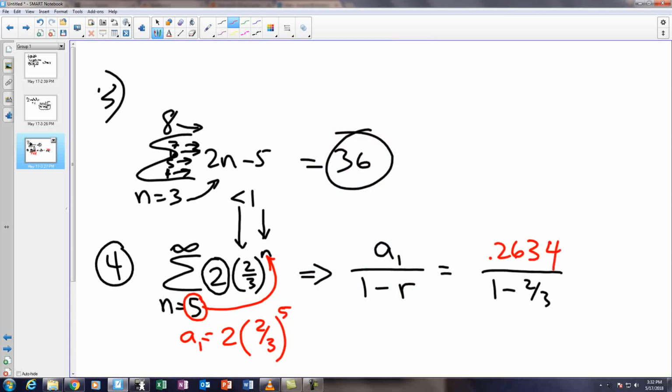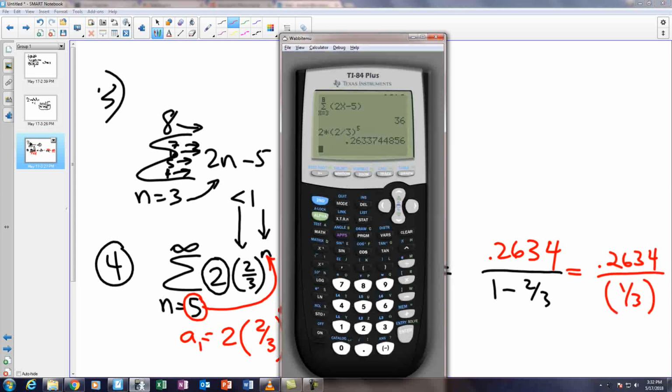Now I'm not actually going to use 0.2634. I'm going to use the number that's in my calculator. 0.2634 over 1 minus 2/3 is really just 1/3. I'm going to put some parentheses around that so I can use my calculator. So I'm going to take the number that I have and divide it by parentheses 1 over 3. Now technically this is just a flipped times. I could just multiply by 3, but I'm just being a little cautious about the way I type it all out. It's 0.7901.